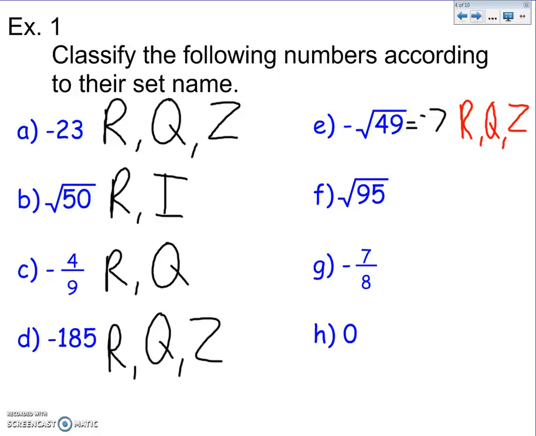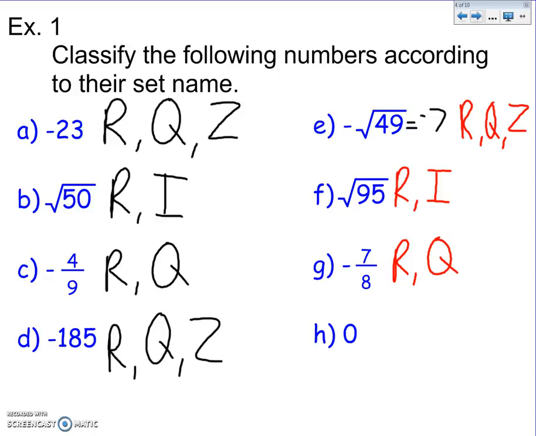Square root 95, I put in the calculator, and I see that it does not simplify. 9.746794345, so on, random. So I can't reduce it. So we know it's real, and it doesn't end, so it's irrational. Negative 7/8, well, it's real. It's a fraction, it's negative, but that doesn't matter. So it's rational, and it's not a whole number, so I can't use Z, N, or W.